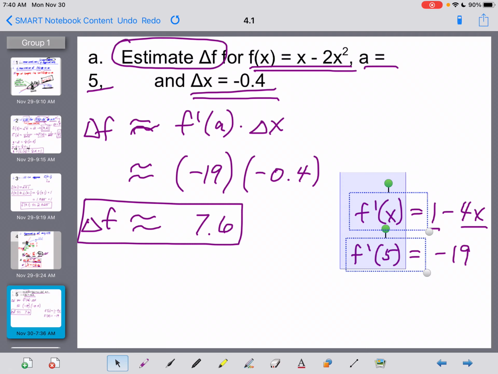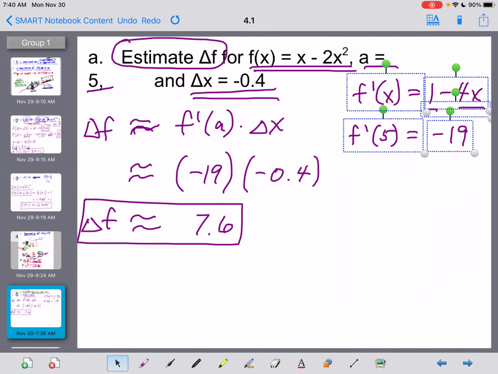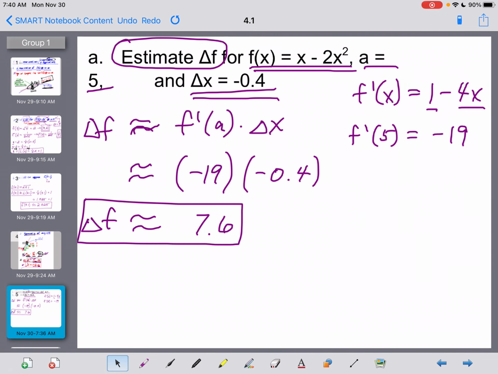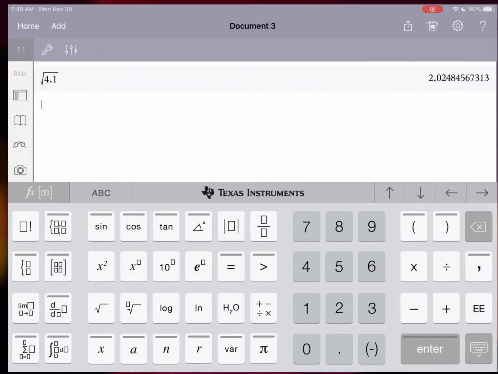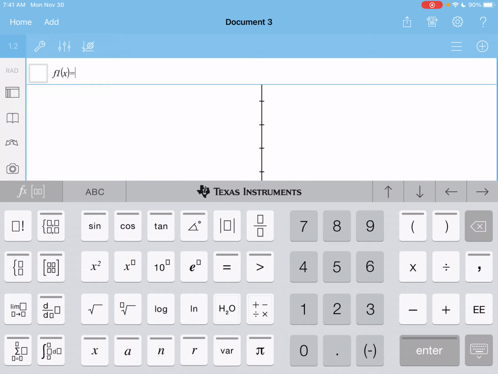Well, whoopity-doo, everybody. We came up with that answer, but I don't think that explains at all what it is that we just found here. So let's go ahead, and I tell you what, since I have my calculator up and running, let's go ahead and try to do this one with a real graph. I'm going to graph the original function here, x minus 2x squared. So let's go here, and let's see if I remember how to do this. We're going to add a graph here, and our function is going to be x minus 2x squared.